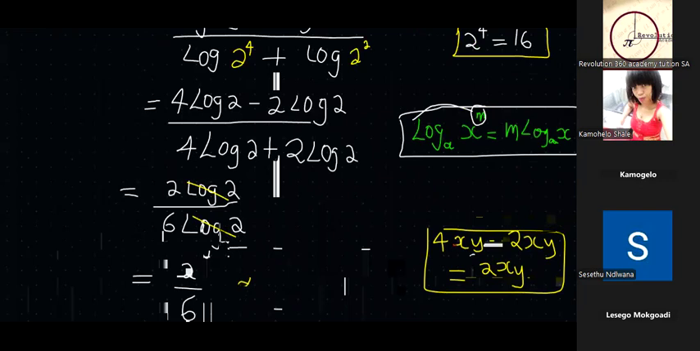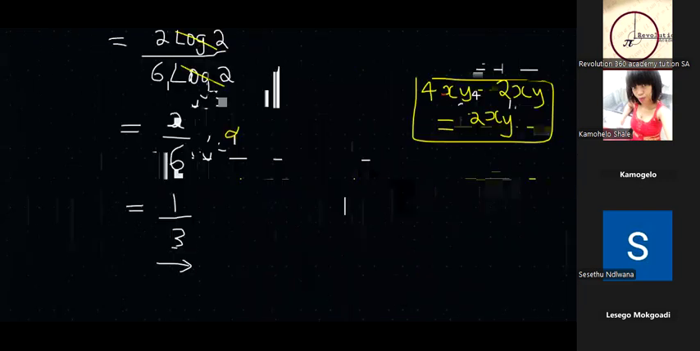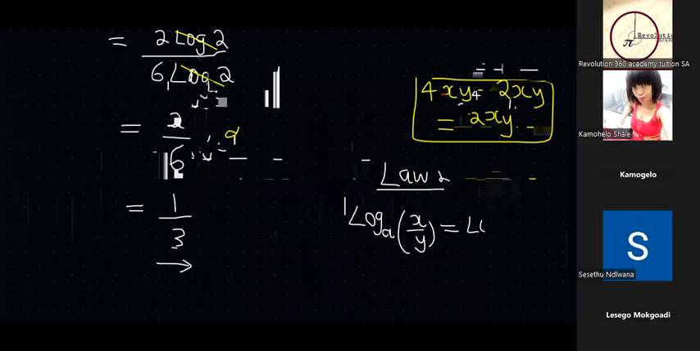Simply because if you use law number 2, let me show you. Law number 2, this is the one that I'm writing. What does it say? It says log a of x over y will be equal to what? Log ax minus log ay.